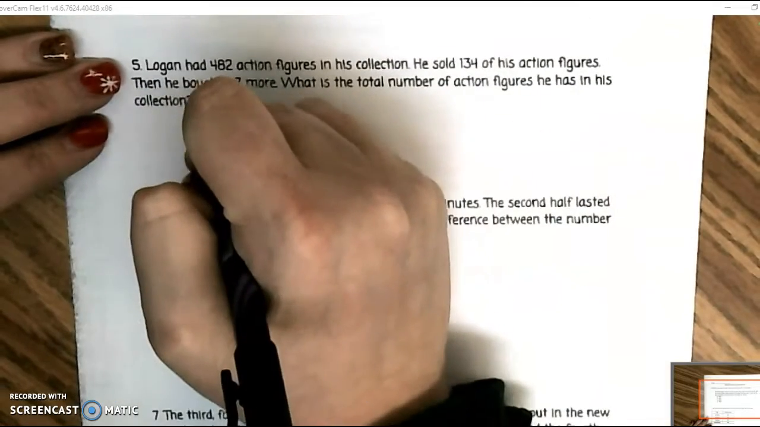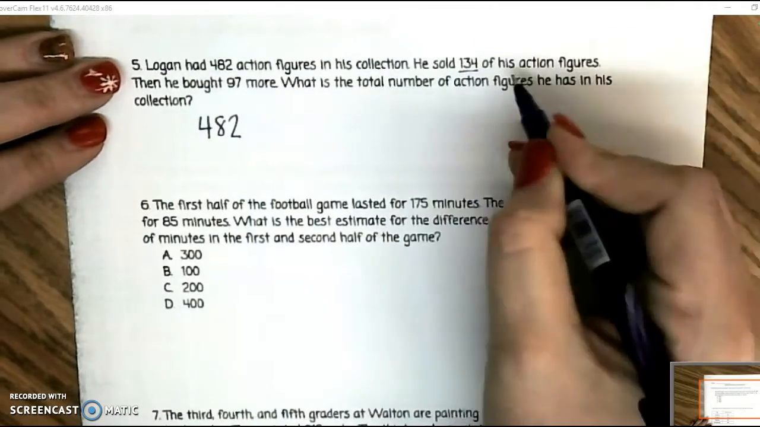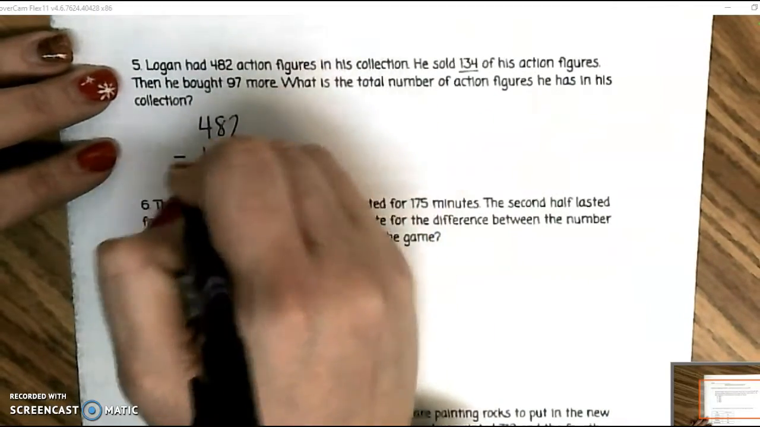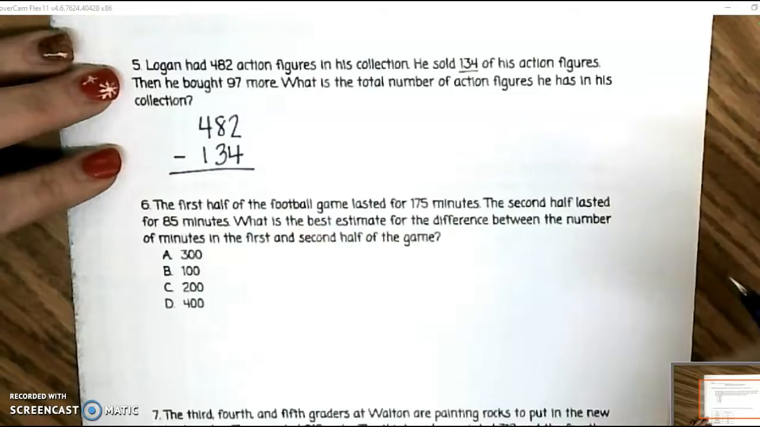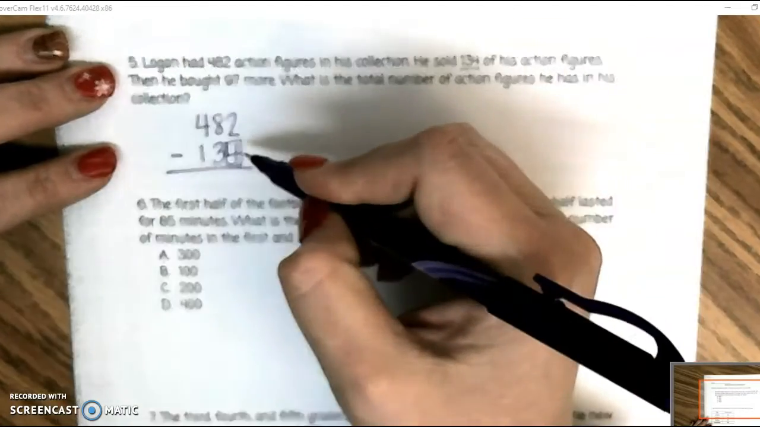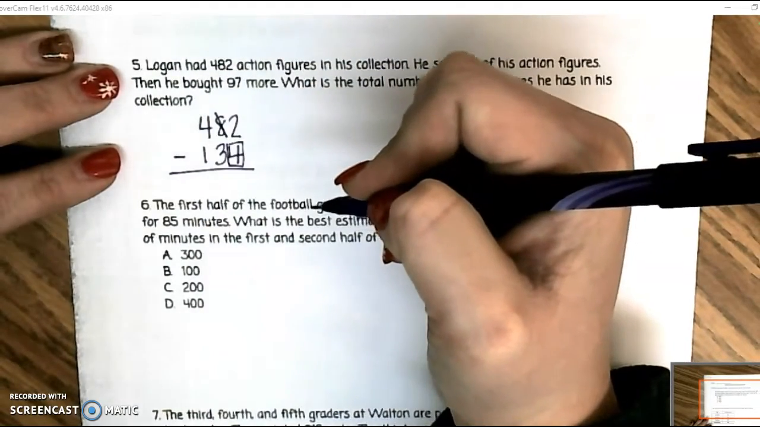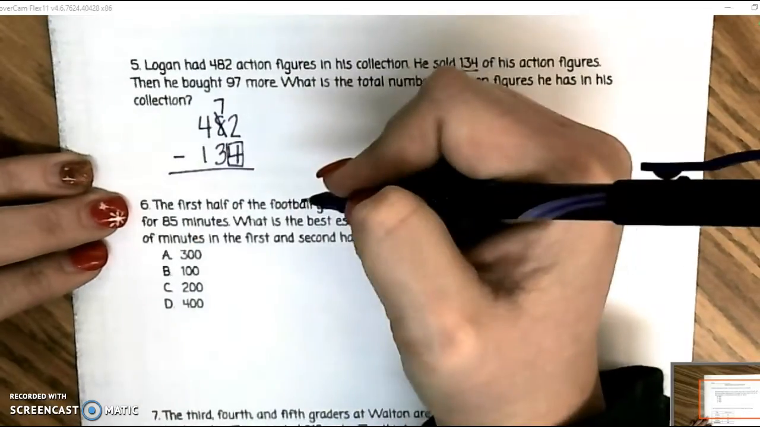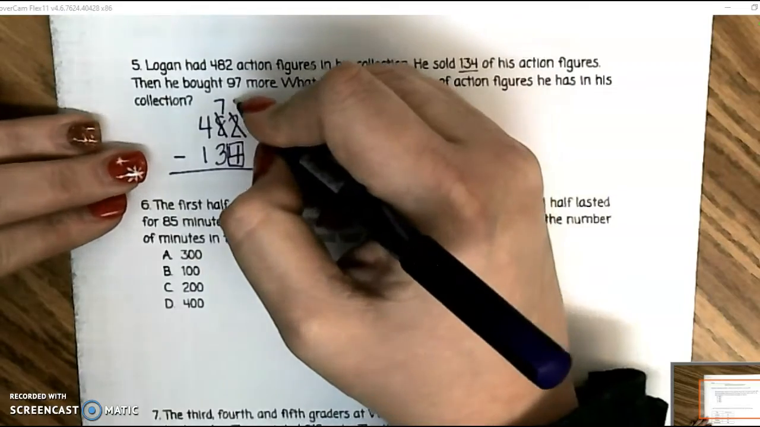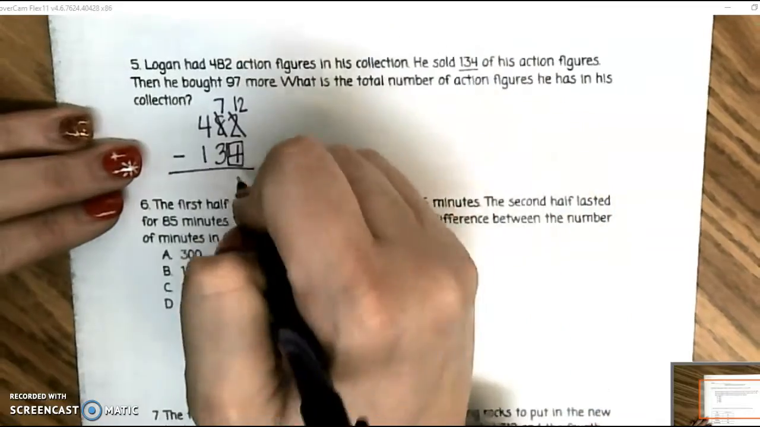So Logan had 482 figures in his collection. And then he sold 134 of them. So if he sold some, I know that he's going to have less of them at that point. So I can subtract. I have 2 and 4 in the ones place, so I need to box the 4. I have more on the floor, so I have to borrow to be able to solve here. I'm going to go to the tens place and take one of the 8 tens away, leaving 7 tens there. That 10 is worth the same as 10 ones, so 10 plus 2 is 12. And now I can solve. 12 minus 4 is 8.